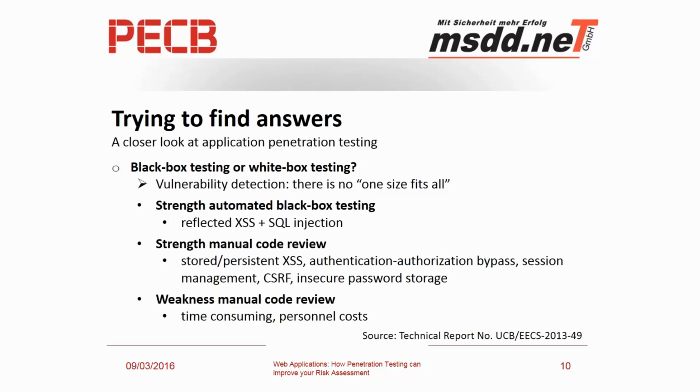The weakness of manual source code review is obvious. You need personnel, that costs time, and that costs money, and therefore it does not scale very well. Bottom line was there were more vulnerabilities found with a manual approach. However, there was also an overlap. That was the bottom line of the testing. Short answer to the question was, we need them both.